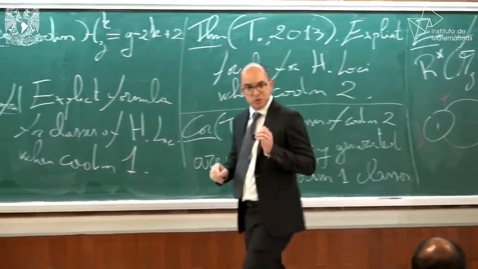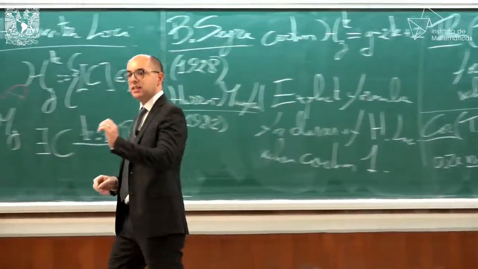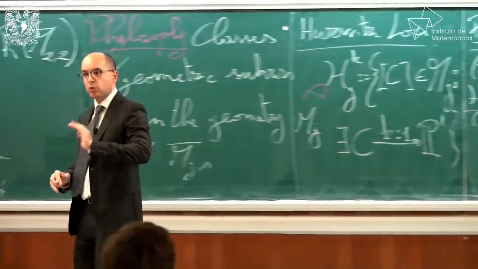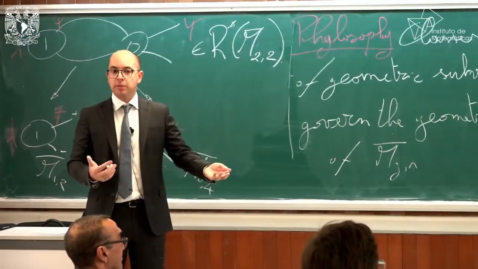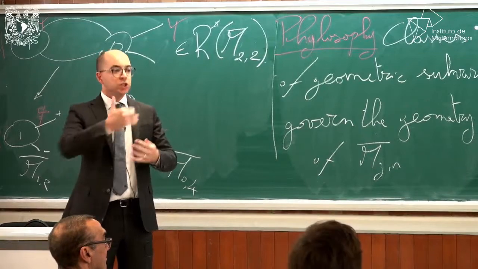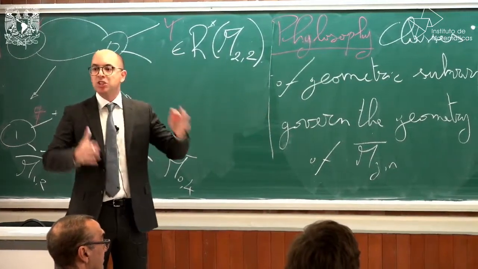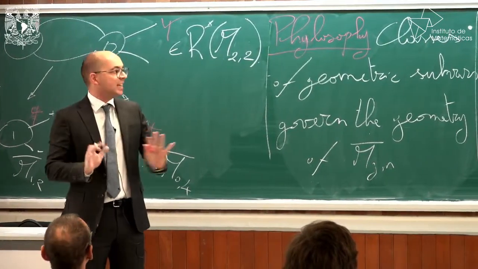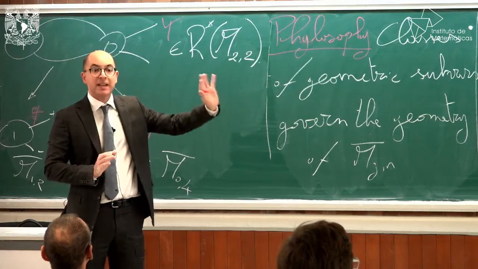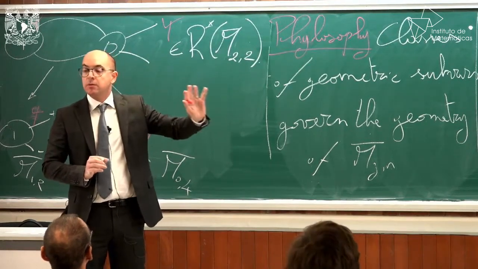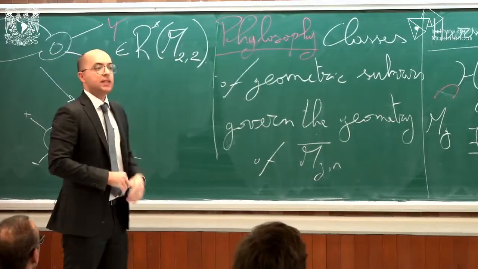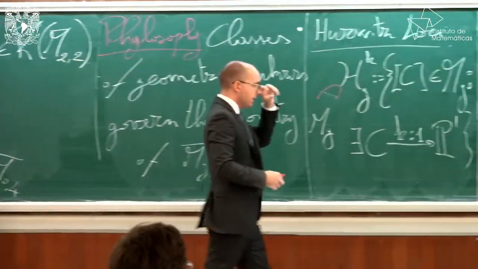Okay, so what is this telling us? This is telling us that if you just look at codimension 1 classes, they are not telling you everything about the geometry of this space. There is more of the geometry of the moduli space of curves, which is not detected by the study of only codimension 1 classes. So it makes sense to go up in the codimension. This was the first hint that something is there that has not been detected.